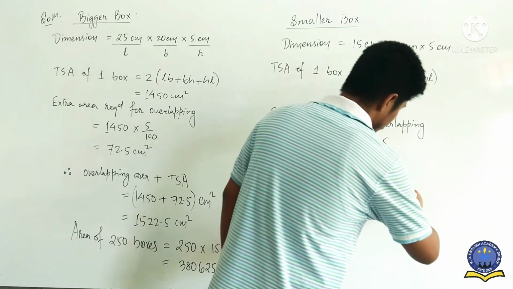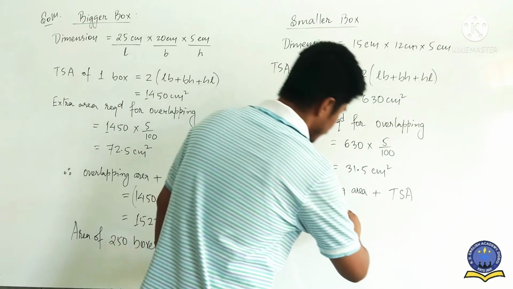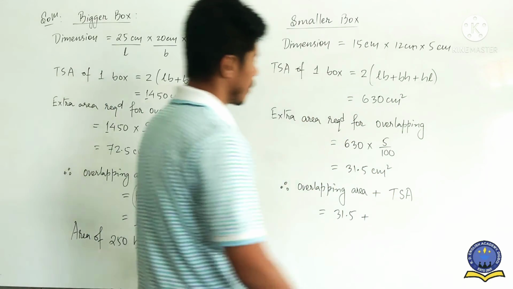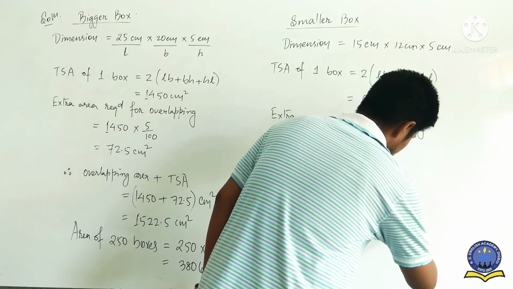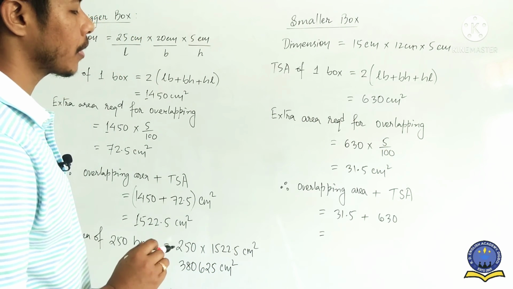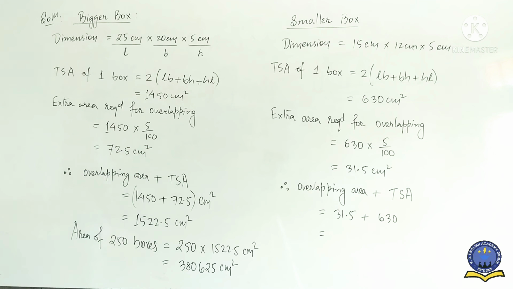So that's why here we have to write: overlapping area plus total surface area. Total surface area means the smaller box. So the overlapping area is here 31.5, plus the total surface area, which is how much? 630. So here we write 630. And if we add these two, how much do we get? 31.5 plus 630, and we get 661.5.